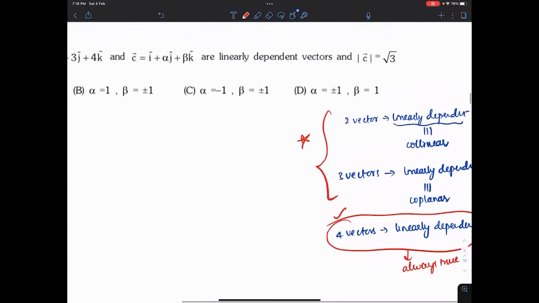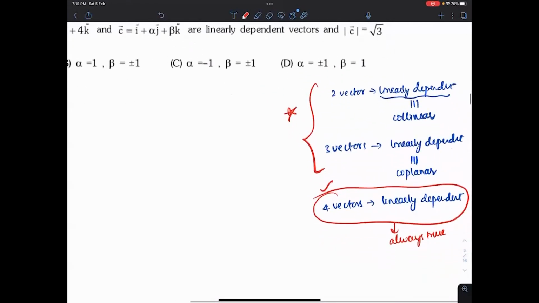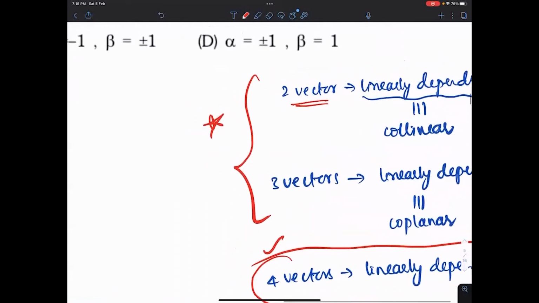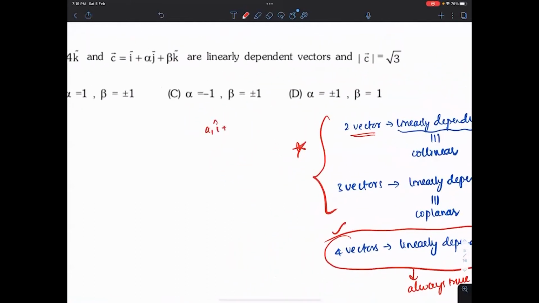Okay. Now, when two vectors are dependent, we have seen what the condition is. If one vector is a1 i cap plus a2 j cap plus a3 k cap, another vector is b1 i cap plus b2 j cap plus b3 k cap. If these two vectors are dependent, then a1 by b1 must be equal to a2 by b2 equals a3 by b3. Like that you will write.